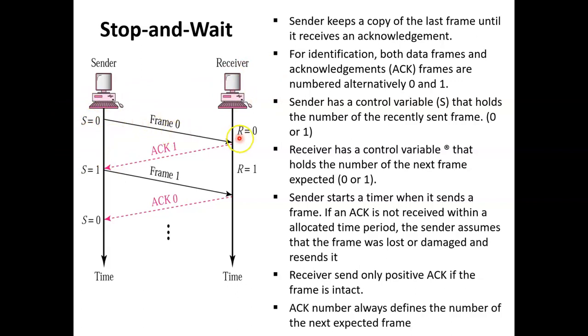S is equal to 0 and R is equal to 0. S equal to 0 means it will trigger the timer whenever we are sending the data. Before the timer expires, the frame has to reach the receiver. If the frame doesn't reach within the timer, it will automatically discard that data. So that is the working concept behind stop and wait.